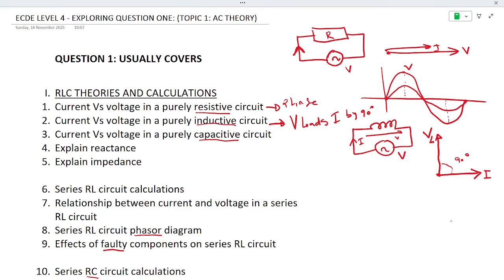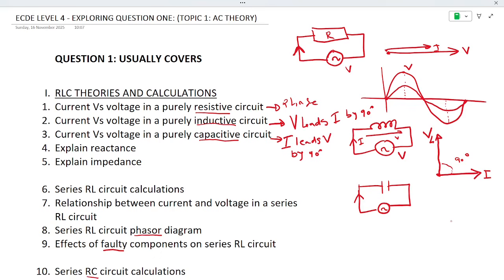And we know that capacitive is the opposite. Capacitive is a complement of an inductor. Everything that happens to an inductor, the opposite happens to the capacitor. What happens in a capacitor? If the voltage was leading in an inductor, in a capacitor the current is going to lead. So when a capacitor is connected across an AC source, the current leads the voltage by 90 degrees. The current flowing into the capacitor leads the voltage by 90 degrees.